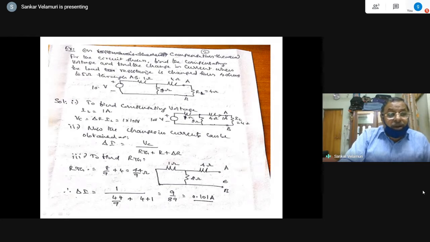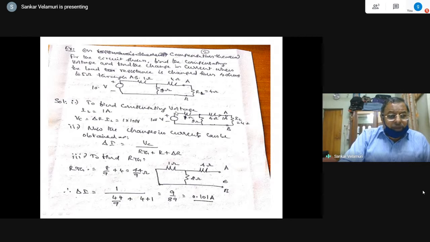If you find any difficulty, definitely I will clarify. For the circuit shown, find the compensating voltage and find the change in current when the load resistance is changed from 4 ohms to 5 ohms through AB. Same circuit I have taken conveniently, right? AB, 4 ohms, this is 8 ohms, this is 1 ohm, and this is a 10 volt source.